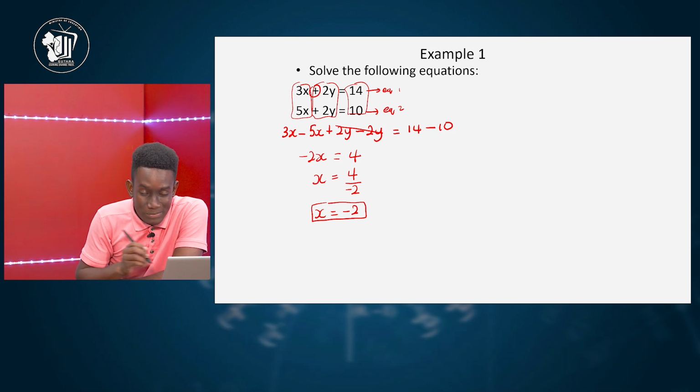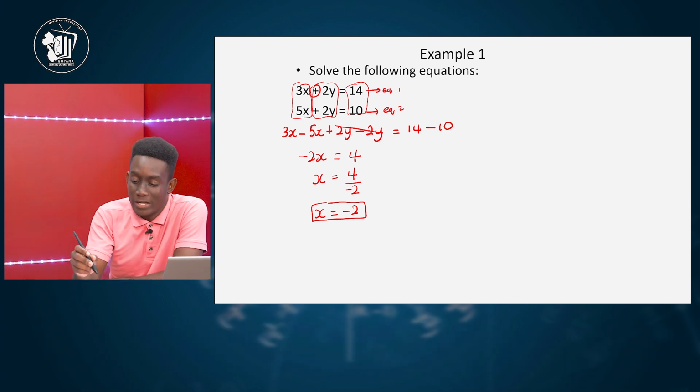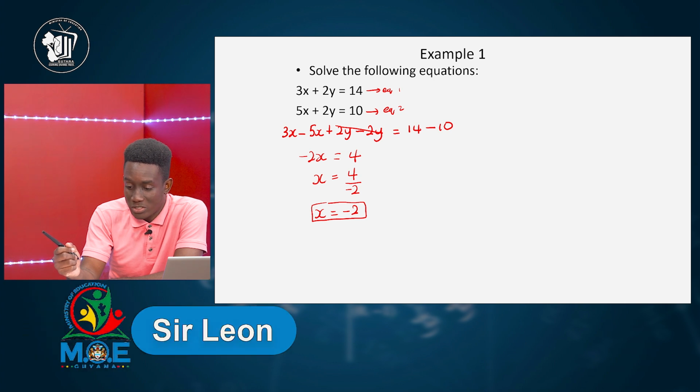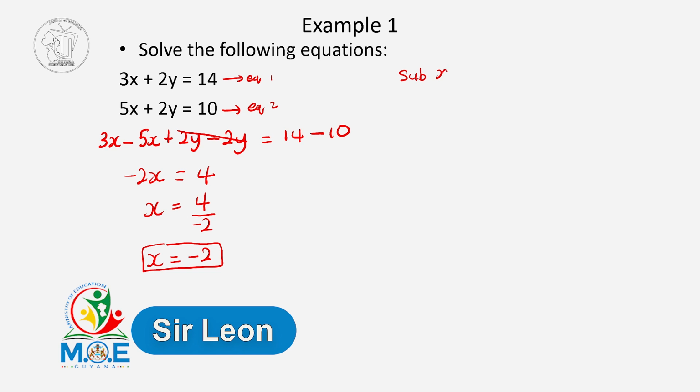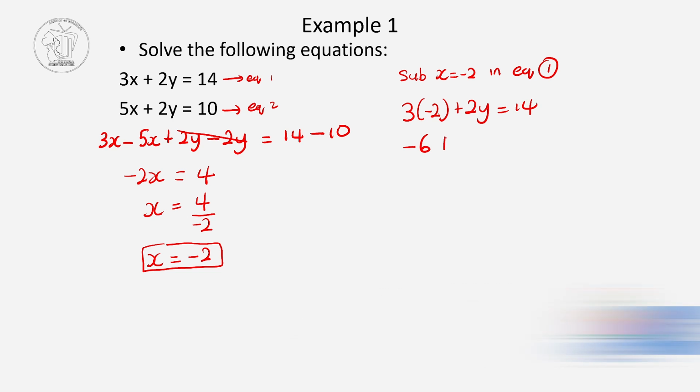For this pair of simultaneous equations, we need to solve for both x and y. So what can we do? We can substitute negative 2 as x into either equation 1 or 2. It really and truly doesn't matter. So let's use equation 1. We substitute x equal to negative 2 in equation 1. So we'll have 3 multiplied by x; instead of x, we'll have negative 2, plus 2y is equal to 14. And 3 times negative 2 is negative 6, plus 2y is equal to 14.